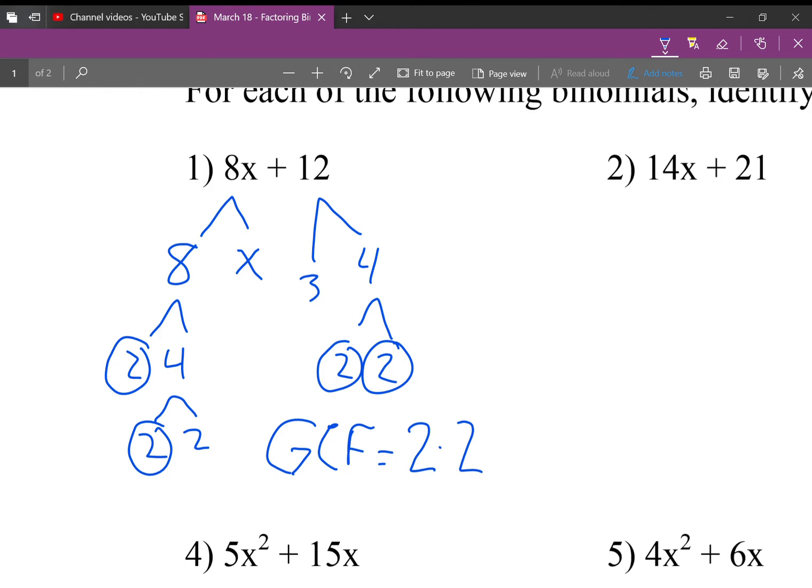Now, some of you may say, oh, the 4's match, but we don't count things that are broken down. We only want to look at the ends of the tree. Sometimes those are called the fruits of the tree. So in terms of what's left over, the only thing that's left over on the first term is a 2 and an x, and the only thing left over in the second term, 12, is a 3. So there isn't anything else common. So then we finally simplify this 2 times 2 as 4. And so the greatest common factor is 4. So that's how we find the greatest common factor.